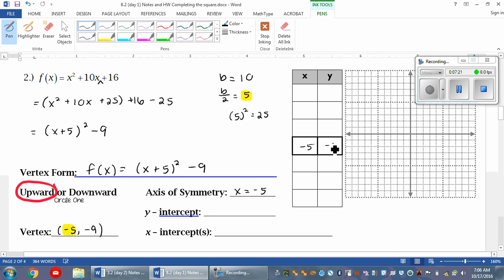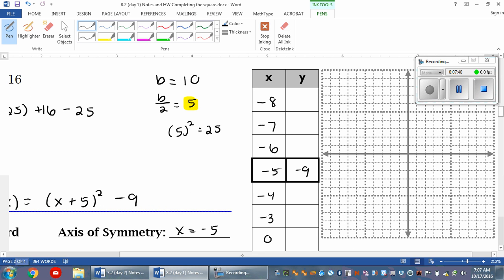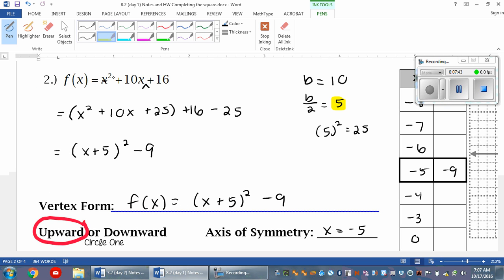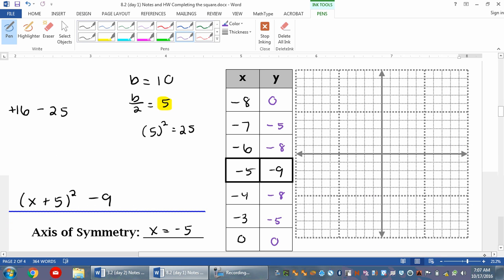Okay. Go ahead and graph this. So I have negative 5, negative 9 here. I'm going to go 2 smaller, negative 6, negative 7. So I'm going to actually fill it out to negative 8, negative 4, negative 3, and let's go all the way to 6. Now, to get those values, we're just going to substitute the x values into every single x right here. Or you can go ahead and do that in a calculator to get all the y values. Either way is fine. So with negative 8, I have 0, negative 5, negative 8, negative 9, negative 8, negative 5, and 0.